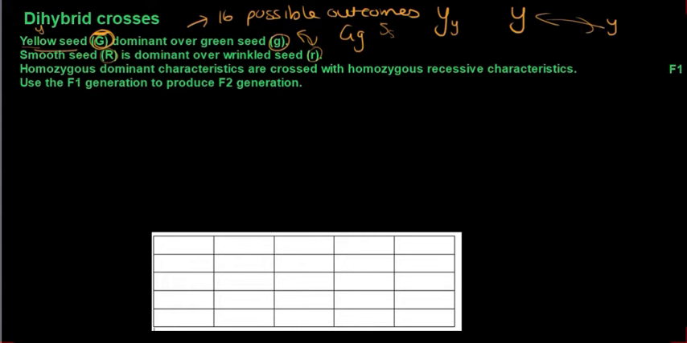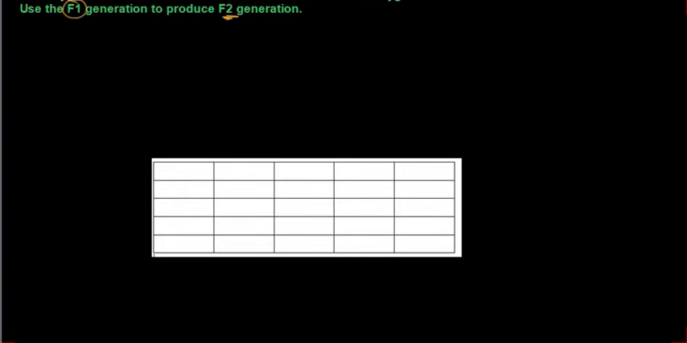What do they want us to do? They want us to cross the homozygous dominant characteristics with the homozygous recessive characteristics. So they're telling me that all of the dominant characteristics have to be shown and they're going to be homozygous. So I've got a yellow seed with the trait of being smooth going to be crossed with a green seed that is wrinkled. Now they want us to use the F1 generation to produce the F2. To get to the F2, we first need to see what our F1 is, and that is where this cross comes in. So let's do this.